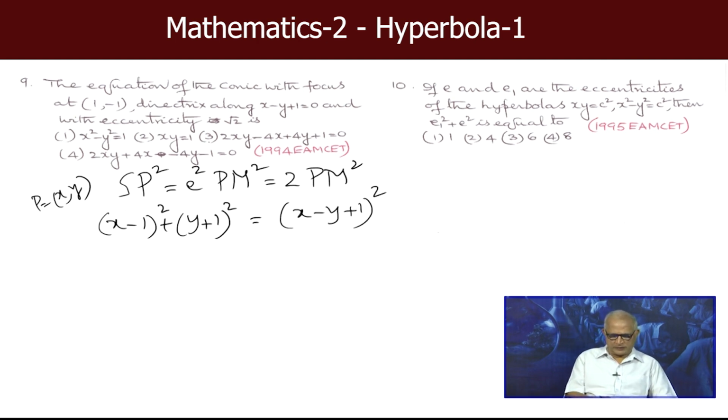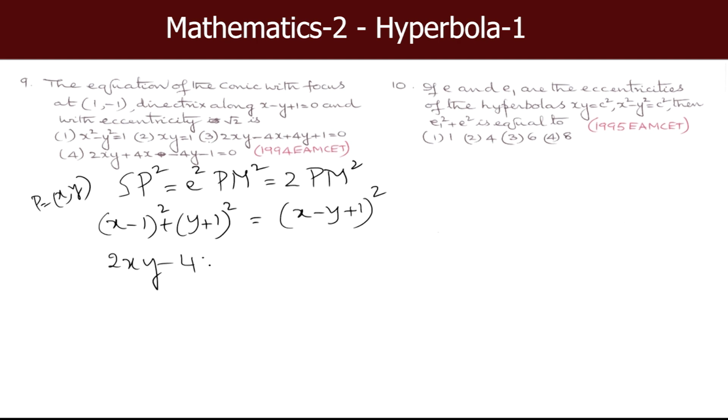So, x square plus y square terms on both sides will cancel out; minus 2xy, bring this side, 2xy; plus 2x, bring this side, minus 2x, minus 4x; plus 2y, minus 2y, plus 4y; plus 1 plus 2 minus 1 plus 1 equal to 0. So, this is the equation of the rectangular hyperbola with focus at (1, minus 1) and directrix along the line x minus y plus 1 equal to 0. So, therefore, that is the second or third option.